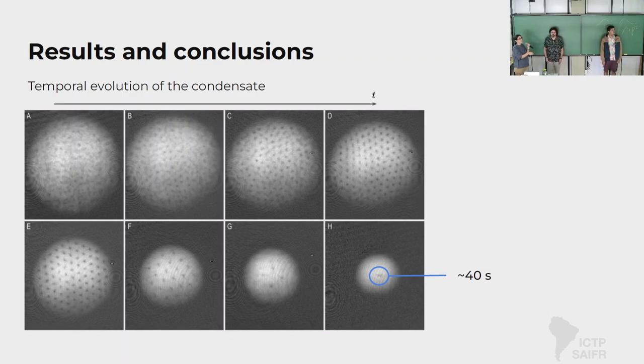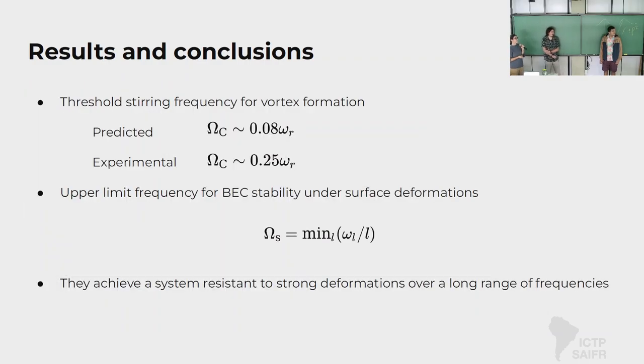But even after 40 seconds, they still find vortices surviving in the middle of the condensate, which is far larger than what's predicted by theory. For their system, it's like 100 milliseconds. No, like a second, sorry. And they don't discuss why that is. They just say this happens.